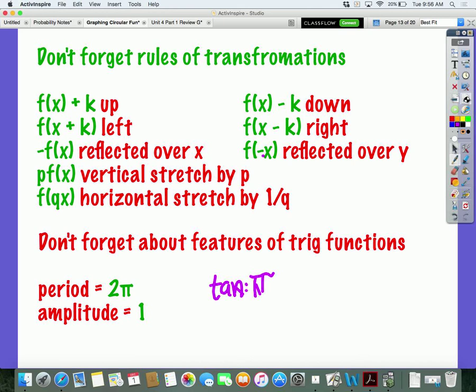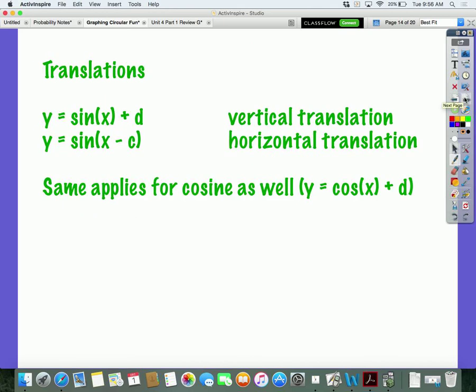Good stuff. Okay. So, your translations, we'll break it down with those translations, stretches, and so on and so forth. Okay? You have sine x plus d. D represents that vertical translation because it's on the outside of the function. Remember, sine x, cosine x, tangent x, those are the original parent functions. So when you add a number on the outside, that means it's going to move either up or down. When it's on the inside, like you see here, that c is on the inside with the x, it's a horizontal translation, meaning it's going to move either left or right.